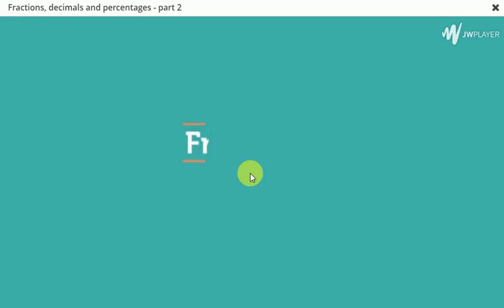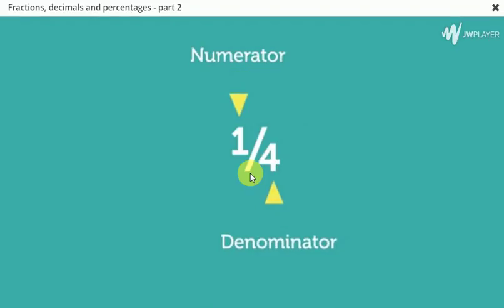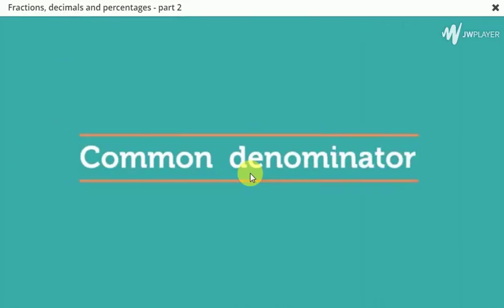A fraction is made up of 2 numbers, the numerator on the top, the denominator on the bottom. The denominator shows how many parts something is divided into. So what is a common denominator in fractions? It means that you can't add the pieces of the pizza together unless all the slices are the same size.